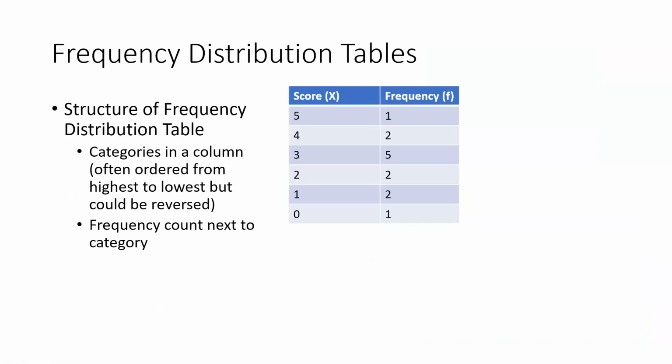It's important that we understand the basic structure of a frequency distribution table in a little more detail. Typically, the categories in a column are ordered from the highest to lowest, but it could be reversed. So you see here in this example, it goes from 5 down to 0. This is in the case of a numerical category. If 5 is an option that somebody could get, then we could say how many people scored a 5. In this table, the frequency is 1. You could say how many people scored a 4. 2. We have 5 threes, 2 twos, 2 ones, and 1 zero.